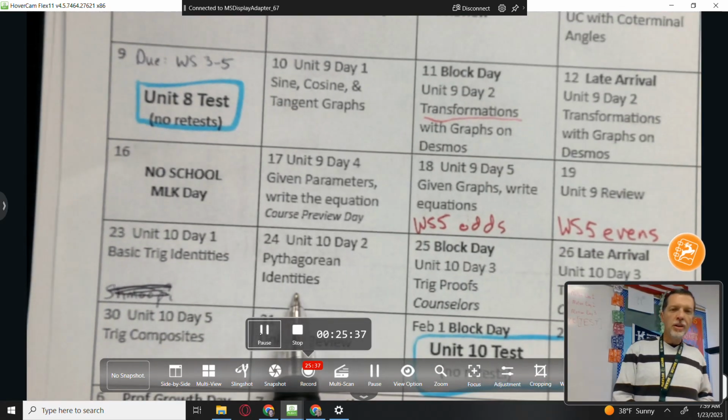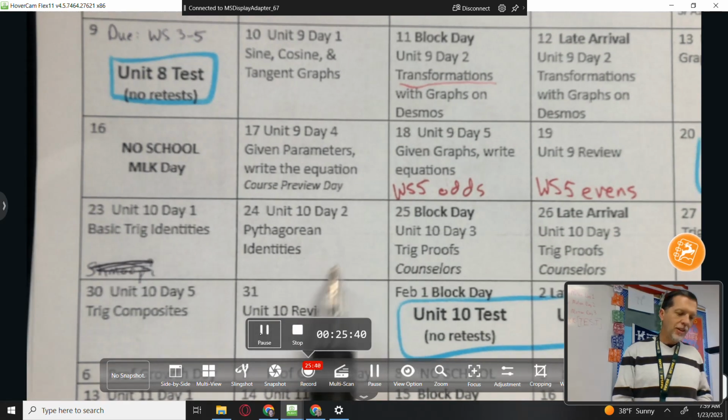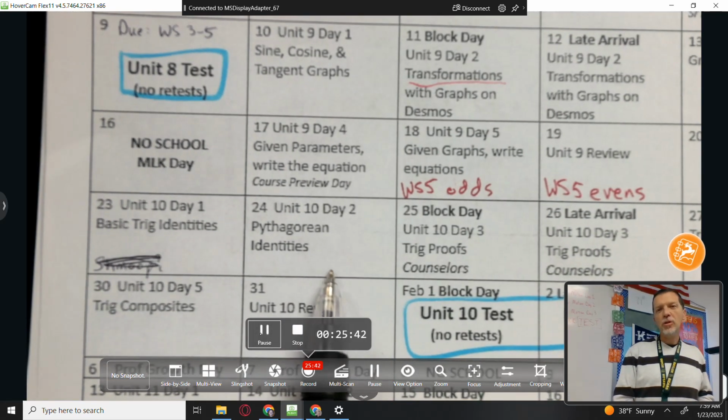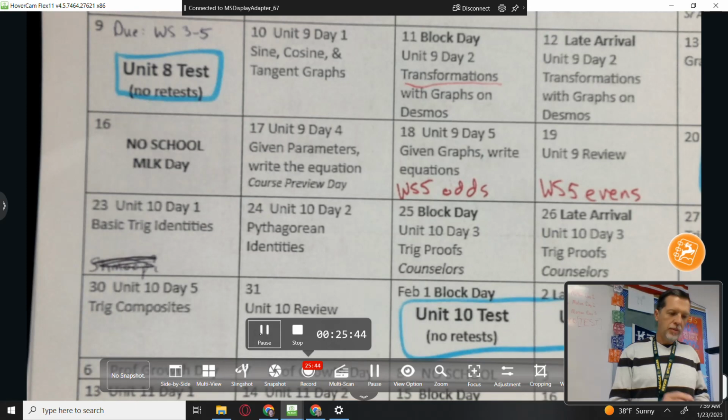Tomorrow we'll add another set of identities and then do kind of the same thing. It'll be more show problems, but you've got more tools in the toolbox tomorrow.